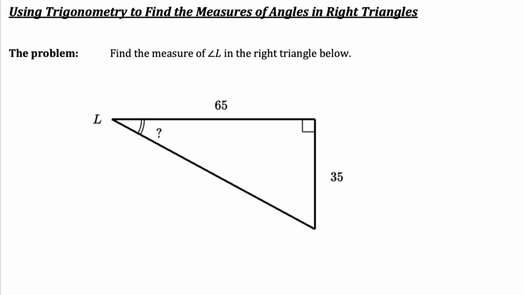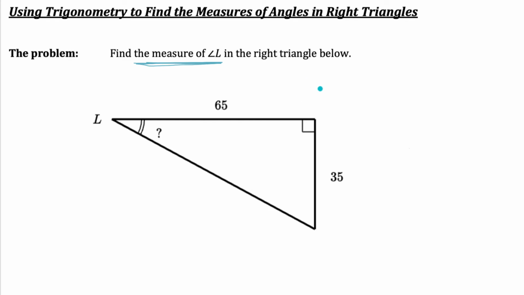Okay, up until this point in time, we've been using trigonometry to find the measures of sides of right triangles. We've talked about how sine, cosine, and tangent are defined by the ratios of different sides of the right triangles. We could also use trigonometry to find measures of angles. So today's problem is to find the measure of angle L in the right triangle given below.